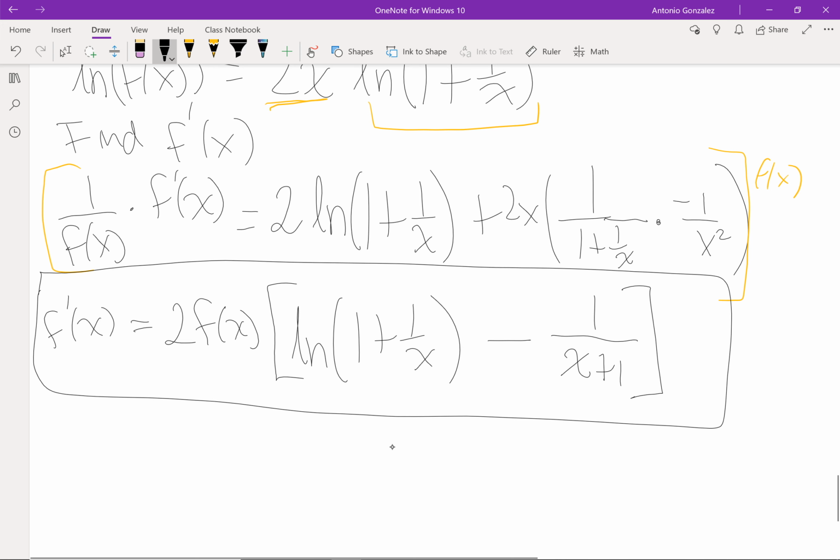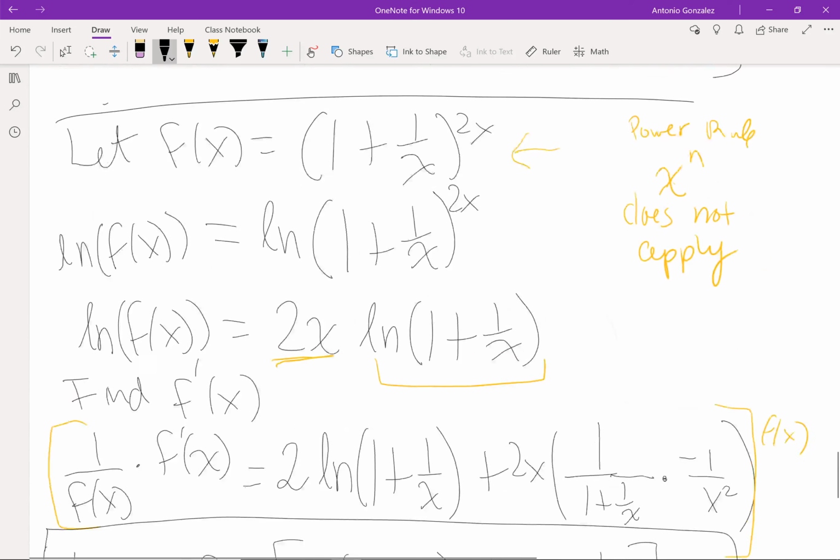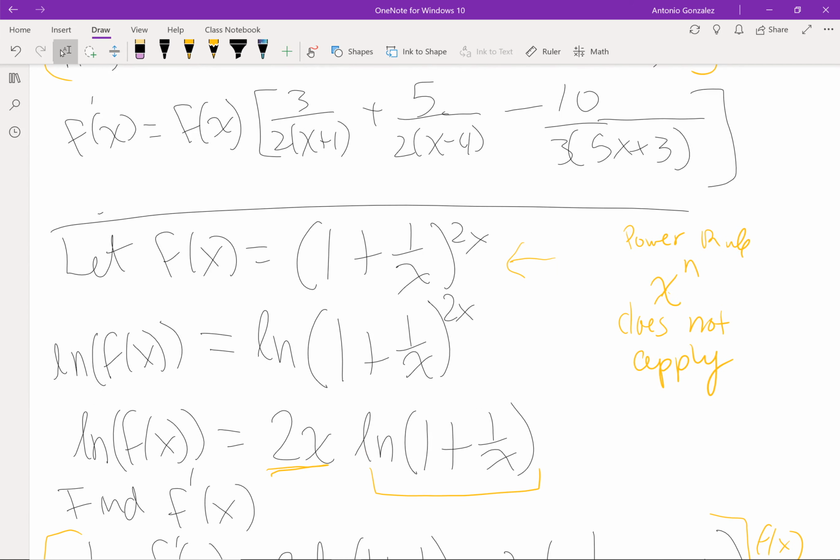And that is the derivative of f. And again, f of x that you see there can be replaced by that function up here, 1 plus 1 over x raised to the 2x.